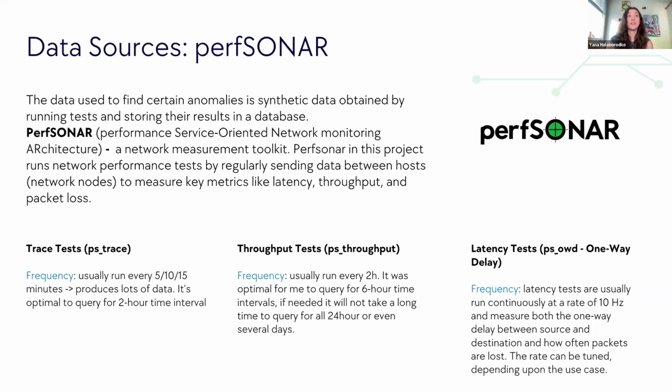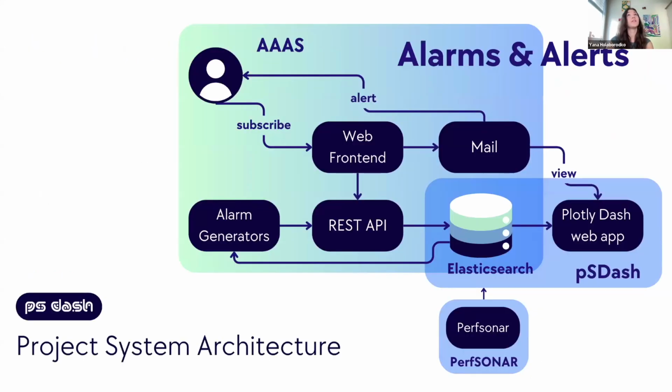For example, latency and packet loss measurements can highlight congested or faulty links, while traceroutes help us pinpoint where packets are delayed or, for example, dropped along the path. Now that you know a little bit about the data we are working with, I would like to introduce you to a project, a web app the team had been working on long before I even joined this team.